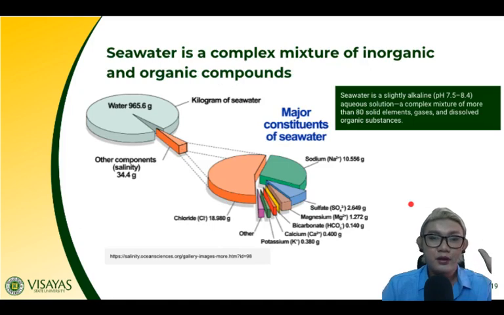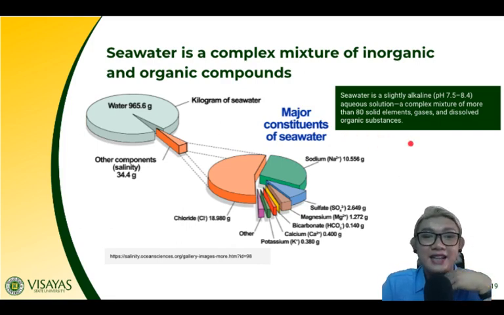Now, the microorganisms are found in the marine environment. So, what is the composition of the seawater that is actually able to support microbial life? So, seawater is slightly alkaline. So, it's actually near neutral.